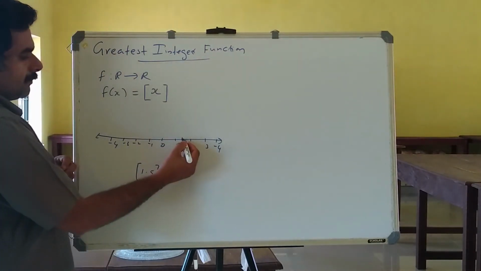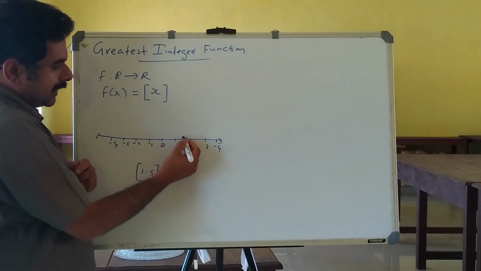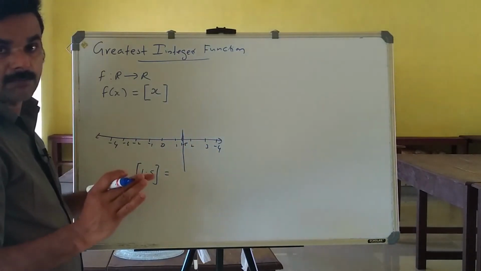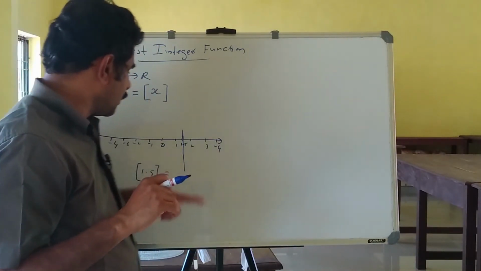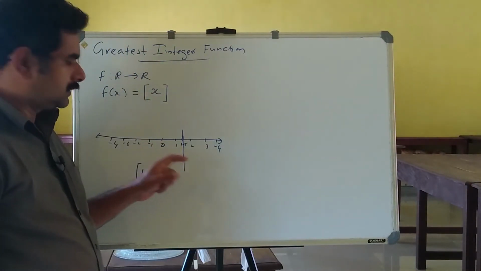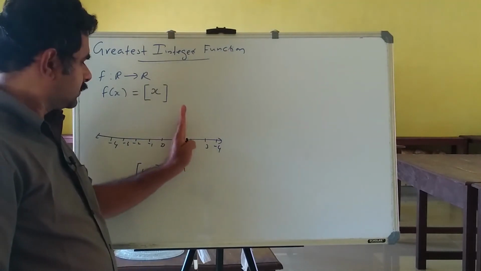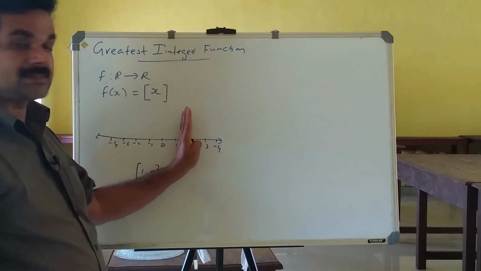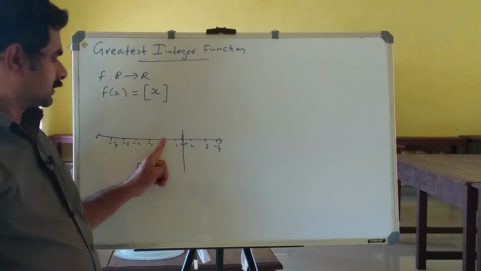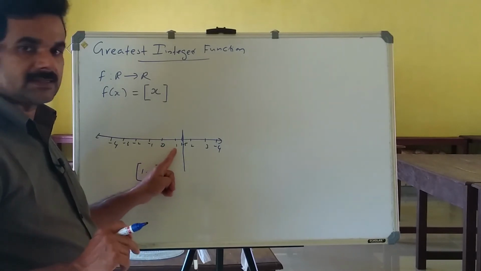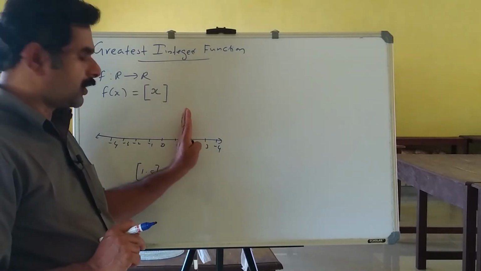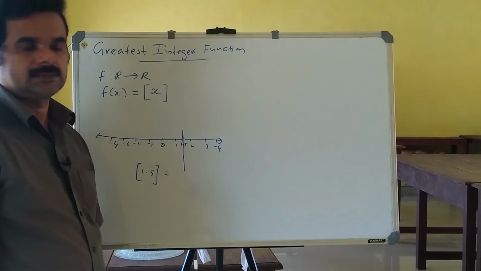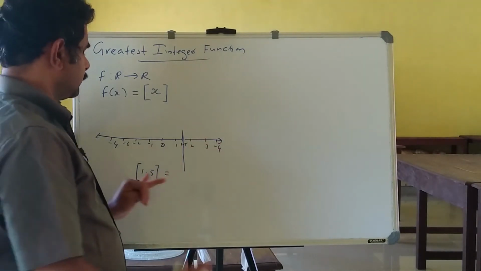So what is the maximum or greatest integer up to 1.5? This is 1.5. Up to 1.5, the biggest integer value is 1, not 2. So you stop here, then look which is the biggest integer: 1. 0 is an integer, but 0 is less than 1, isn't it? So greatest integer value up to 1.5 means what? 1.